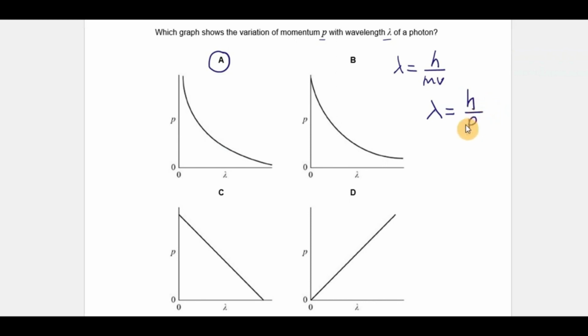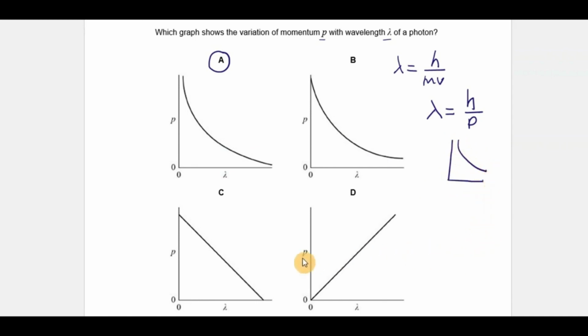letter p. Now light, for all sorts of relativistic reasons, has momentum, and its wavelength is inversely proportional to its momentum. So I'm looking for a graph that shows an inversely proportional relationship, and I know the shape of graph I'm looking for is this.